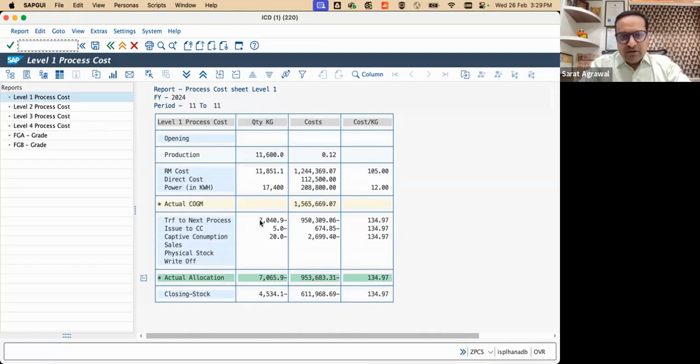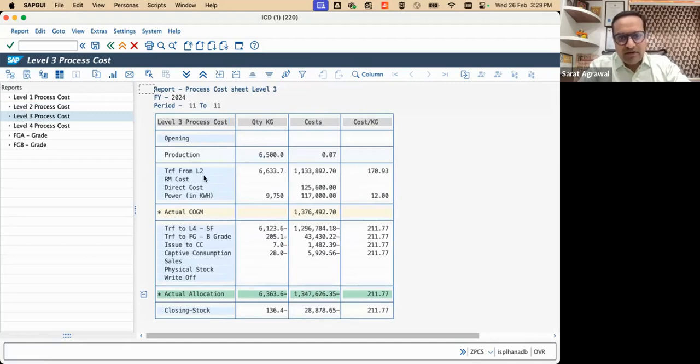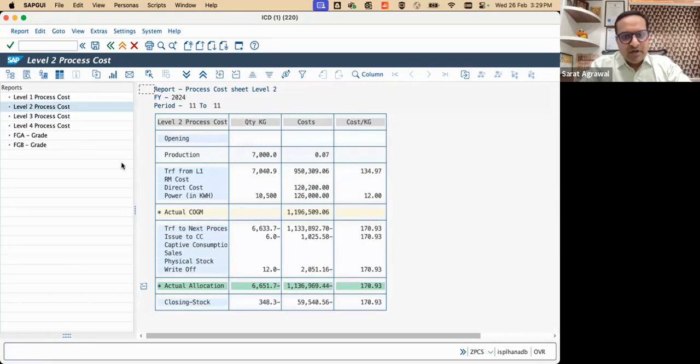So here in this process, the transfer quantity was 7040 and the rate is 134. So let us check the next process. So the input is 7040 and 134. Hence the total cost is calculated according to this level 1 actual cost of process. So likewise, the process 2 final cost is 170.93. So let's check that process cost of level 3. And here the level 2 process cost is also there, 170.93 with 6633, which is basically the transfer of the level 2 to level 3.